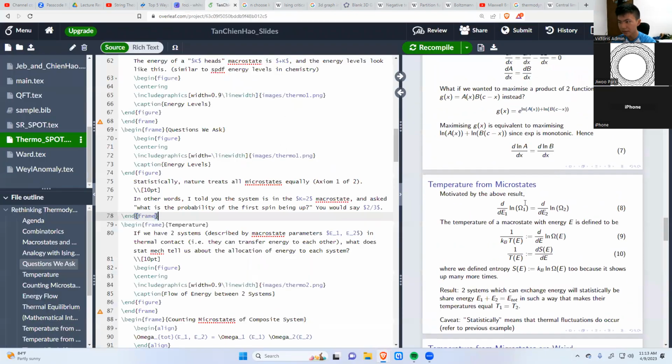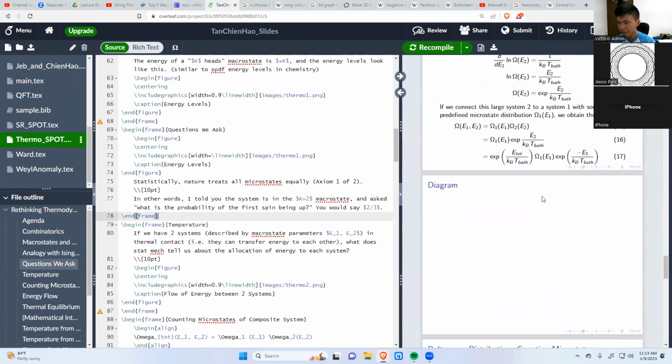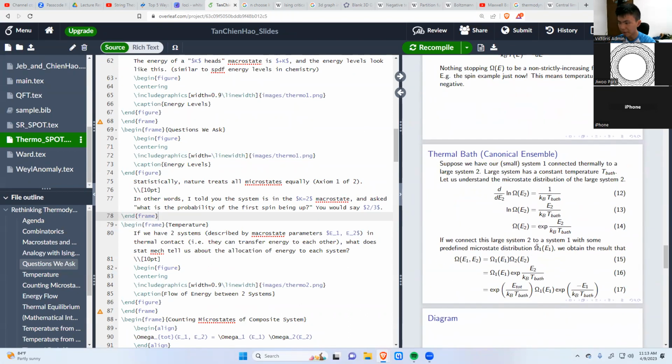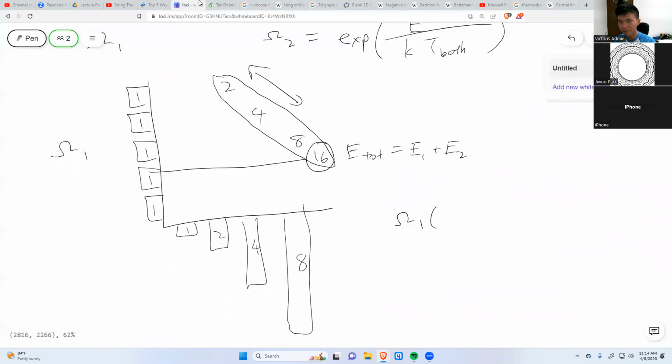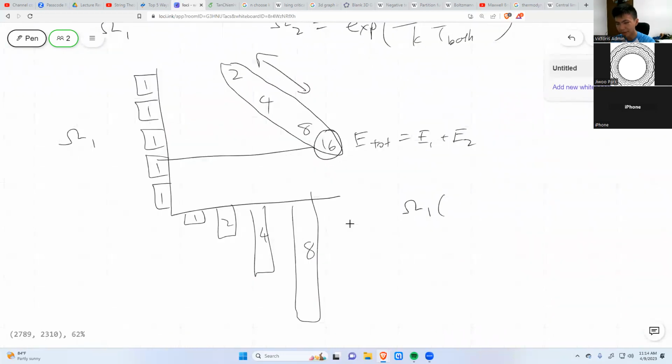I have a slide for this. Initially we have a microstate distribution omega one, but after connecting to a thermal bath, it gets attenuated by this exponential factor, because the thermal bath essentially wants to suck away all the higher energies, statistically. Yeah, so that's just some intuition that I gained about the Boltzmann distribution.